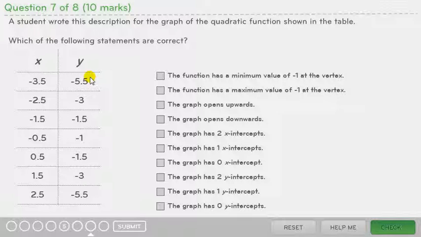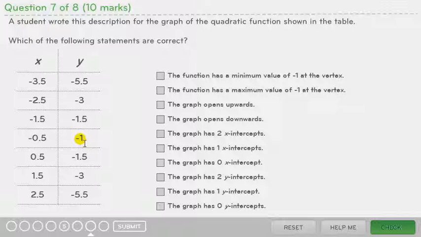So I want to analyze my table of values, and specifically the y values here. I can see that my y value starts at negative 5.5, then negative 3, so it's going up, then negative 1.5, going up again, then negative 1. Now it starts to go back down. Negative 1.5, negative 3, negative 5.5. So we can see that we reached a maximum. That maximum occurred at negative 1. So that's got to be where my vertex is. As soon as it reaches that maximum value, that's where our vertex is located. So at negative 0.5, negative 1.